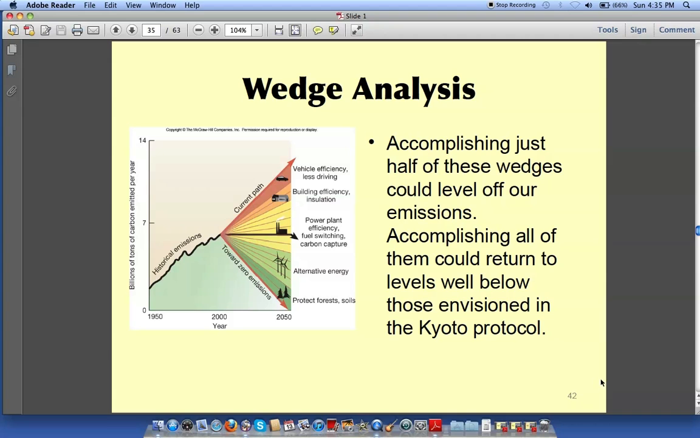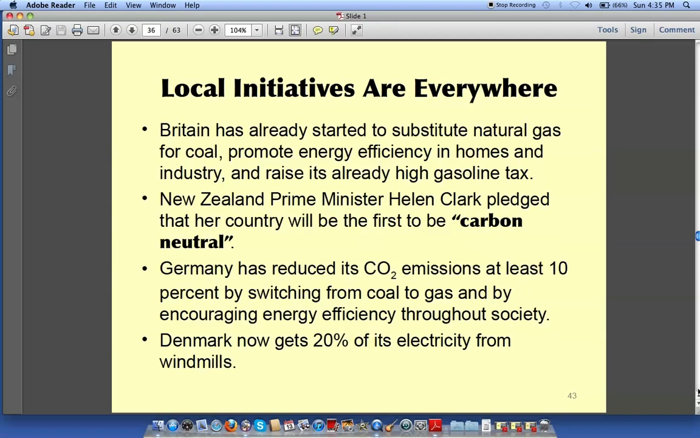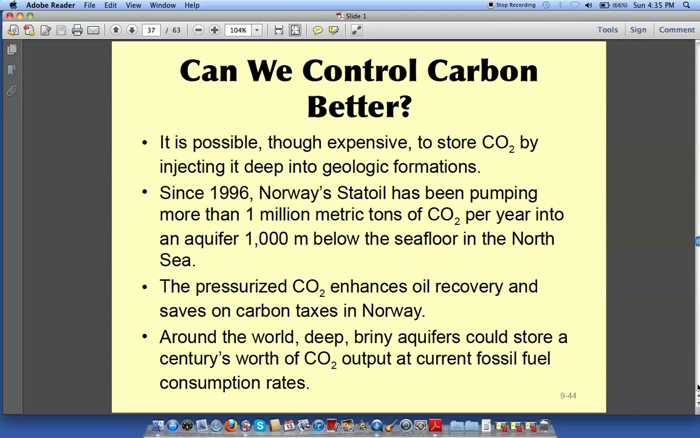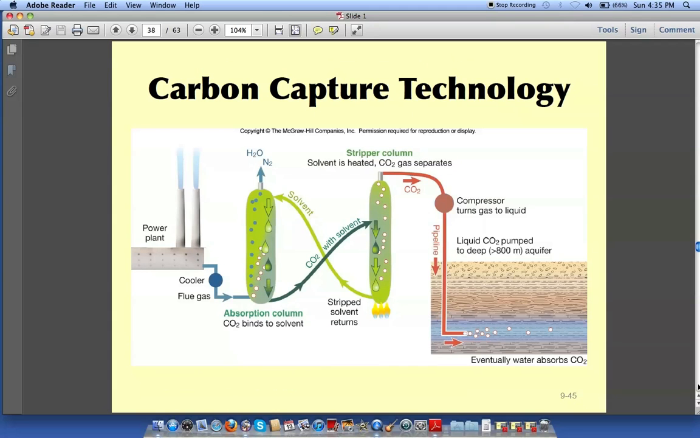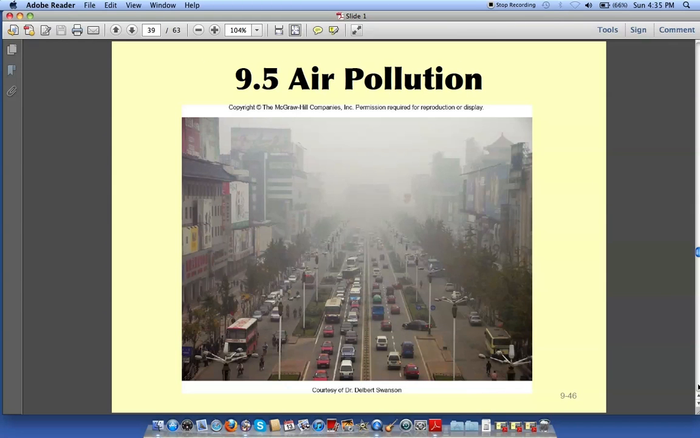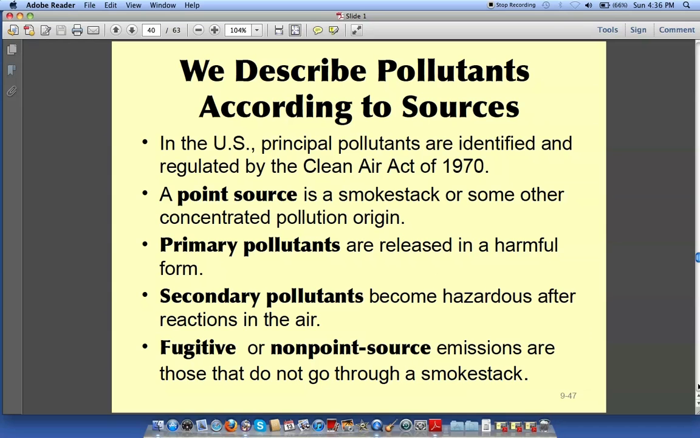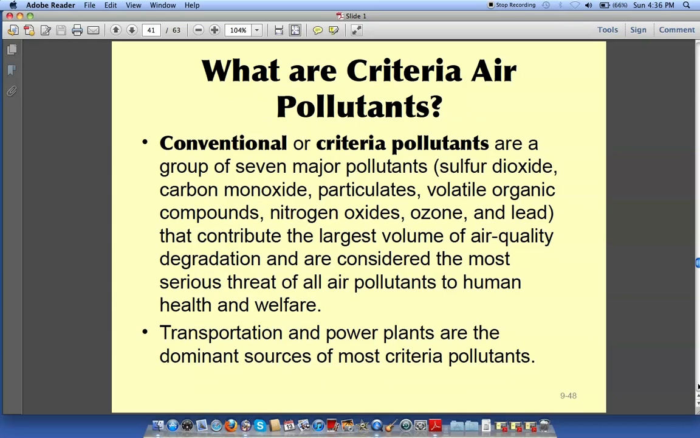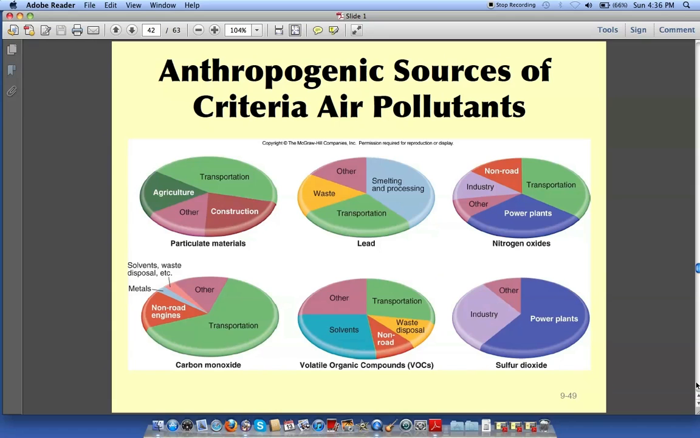Some suggestions are this wedge approach, where we try to reduce and we work towards accomplishing a little bit at a time. Everyone wants to be carbon neutral. Carbon capture technology. You can read through these. Look at this air pollutant group. Oof, oof. You can read through this part of the chapter.